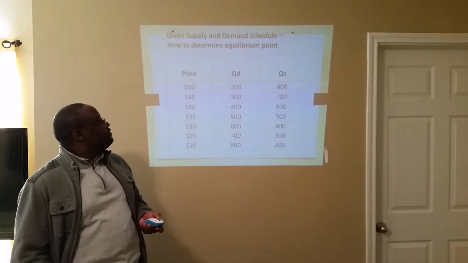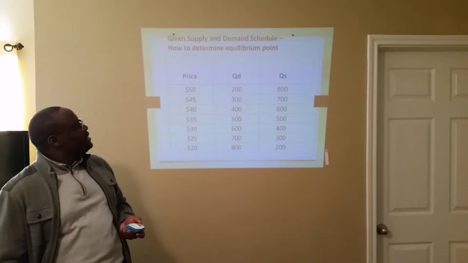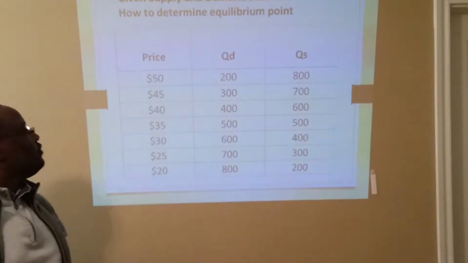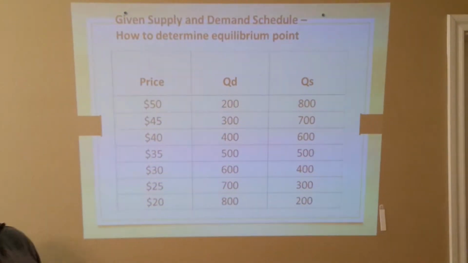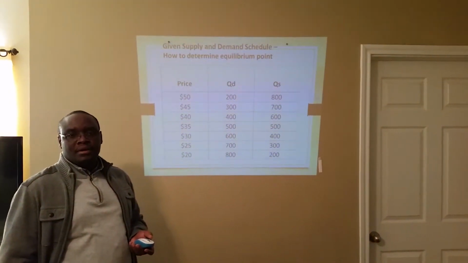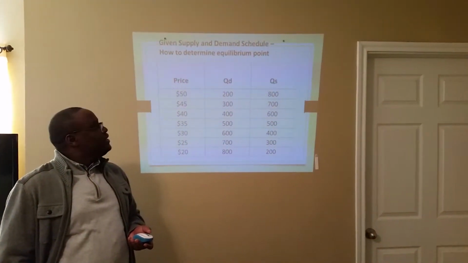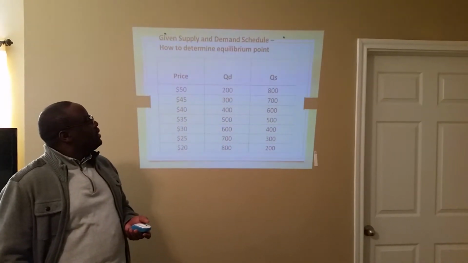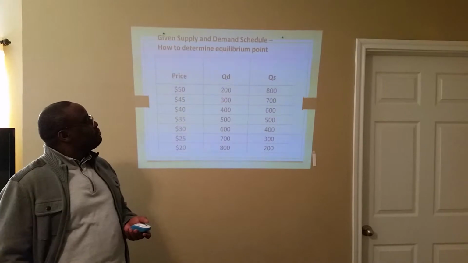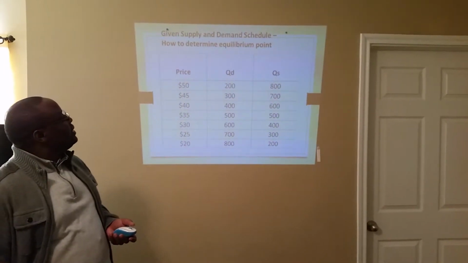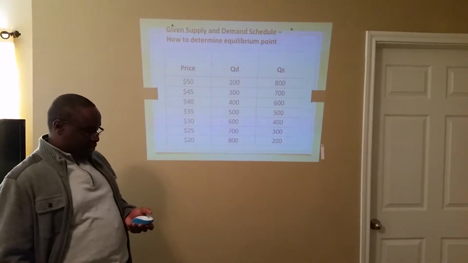So here we have a table that has the price, which is ranging from 50 to 20, and then we have different quantities and different supplies. So what we need to know out of this data is where can we have the equilibrium price and where can we have the equilibrium quantity given these prices and these quantities.